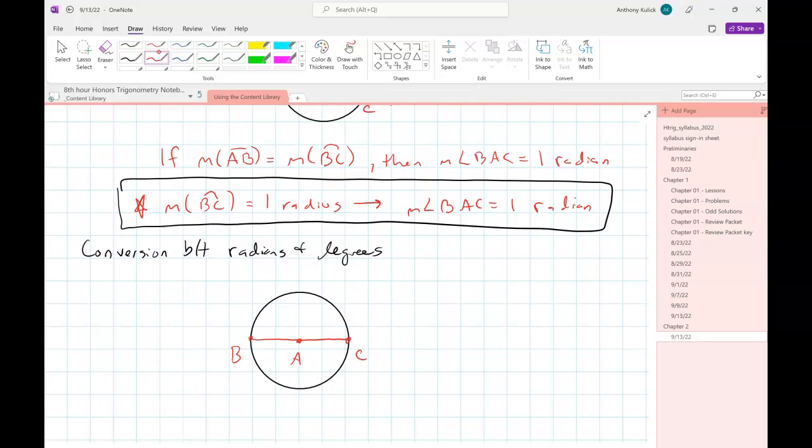So let's say we have this central angle. Let's figure out this central angle in degrees. How many degrees is that angle BAC? 180. Great. How'd you know that? Okay. Well, how else would we have known that?